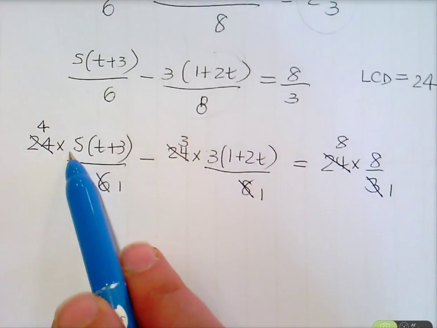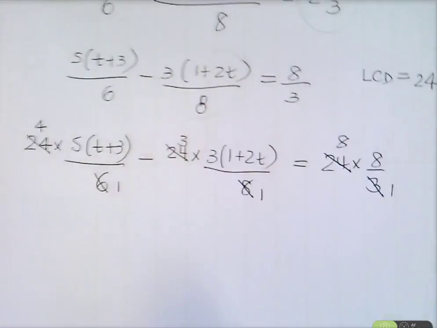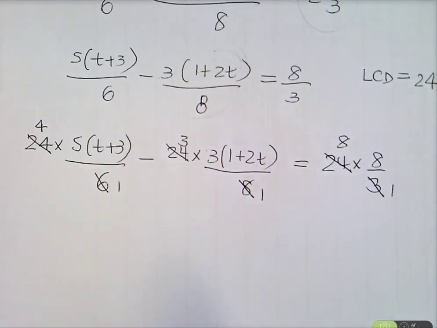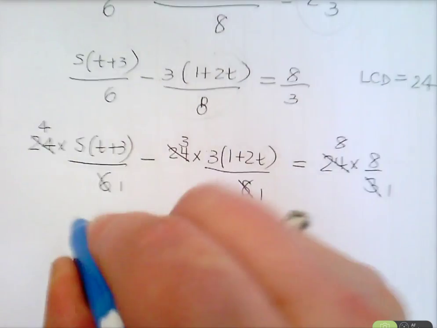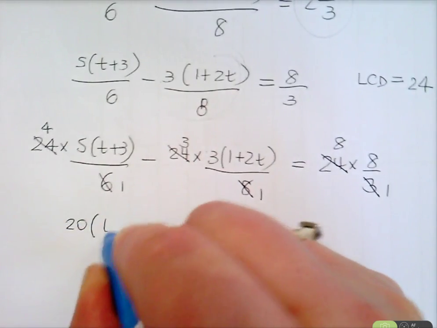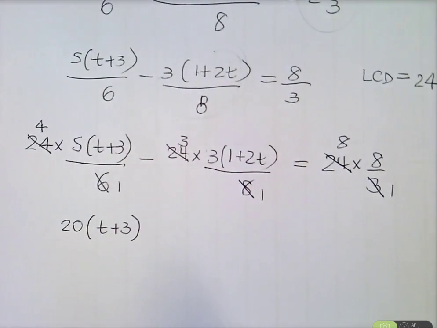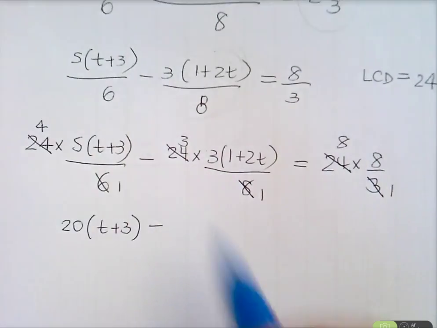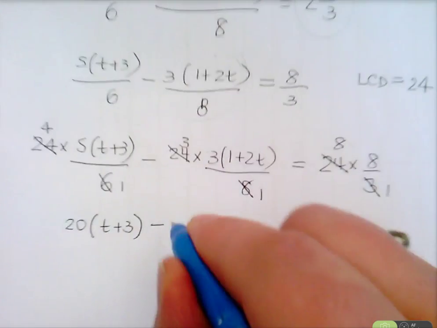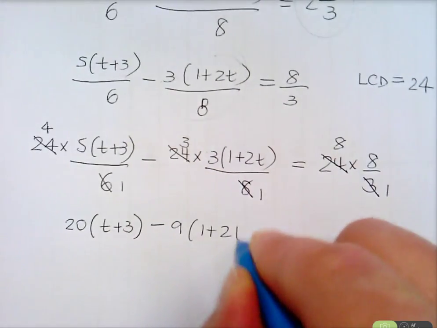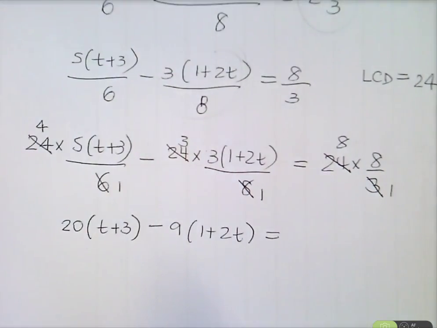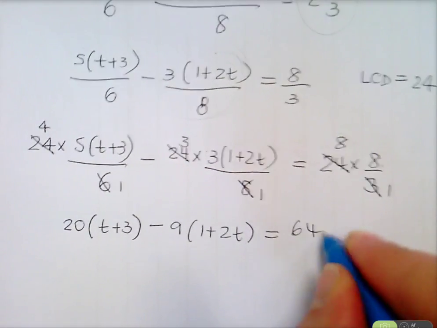Now, instead of multiplying through, I take it back. No multiplying through. 5 times 4 is what? 20 is now being multiplied by 10 plus 3. This is much better. Minus, what's 3 times 3? 9 is being multiplied by 1 plus 2t. This is much easier. Equals 64.